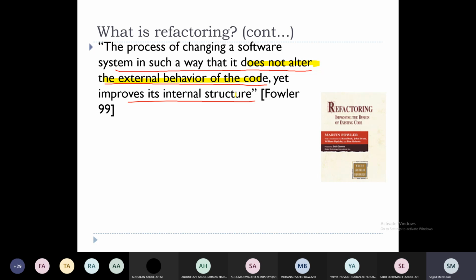Now, how do we achieve this? This is the most important thing for us in this whole refactoring concept, and if you understand this concept, the rest is just technical details. When we change the internal structure, we should not make any change to the behavior of the code. Now, how do we make sure, how do we guarantee that this is happening? That I'm changing the internal structure, but I'm not changing the behavior.